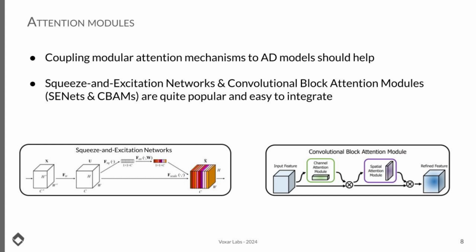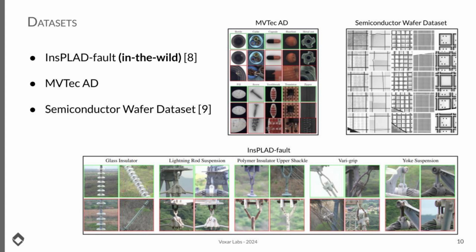For that, we chose two attention modules. One is the squeeze and excitation networks, and the other is the convolutional block attention modules, which are quite popular attention modules and very easy to integrate. The datasets used for our analysis are three. The main one is the InsPLAD-fault dataset, which is the in the wild dataset, more focused on power line inspection. And the two other datasets are controlled scenario datasets, which are the MVTec AD and the Semiconductor Wafer dataset.